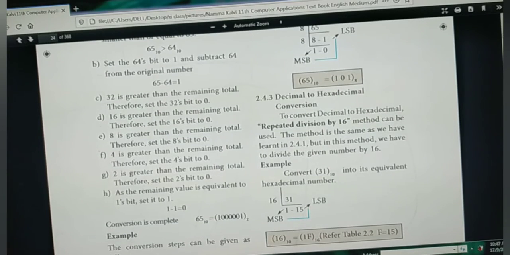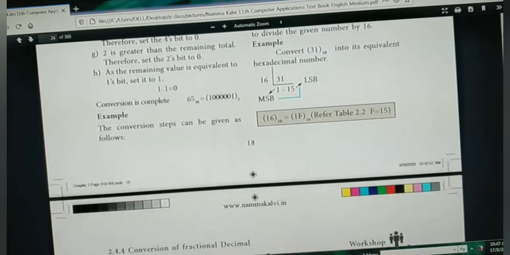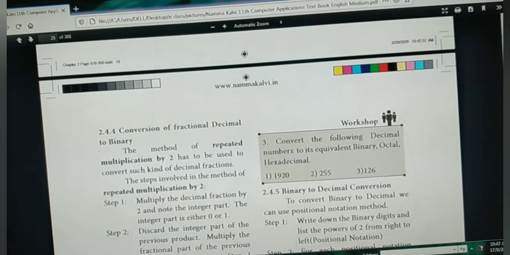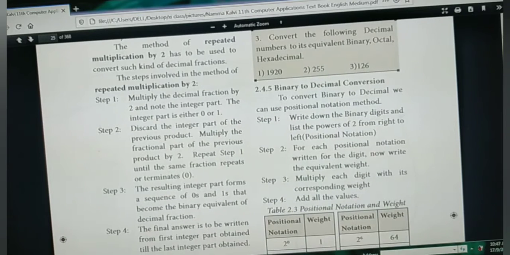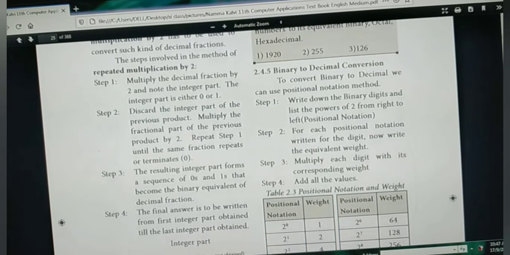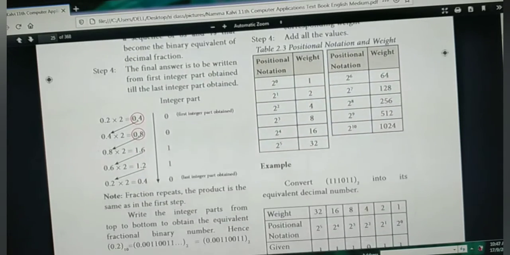Next it is your decimal to hexadecimal conversion. Next you are having conversion of fractional decimal to binary. Already it is a book back. To this side you are having binary to decimal conversion. Mark the steps. There is a possibility of asking all these.